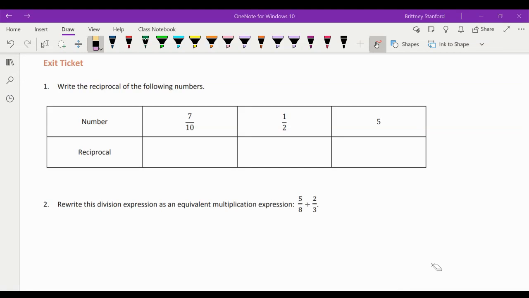Today we are going to be going over the exit ticket that you did yesterday in class. The first thing we're going to look at is the reciprocal of a number.